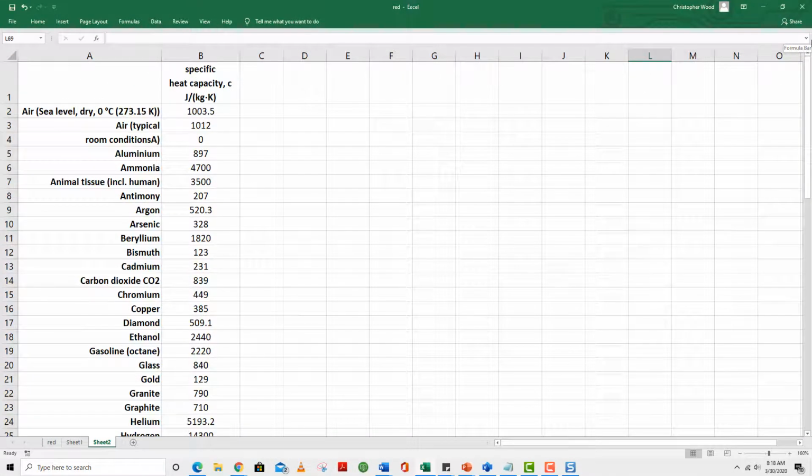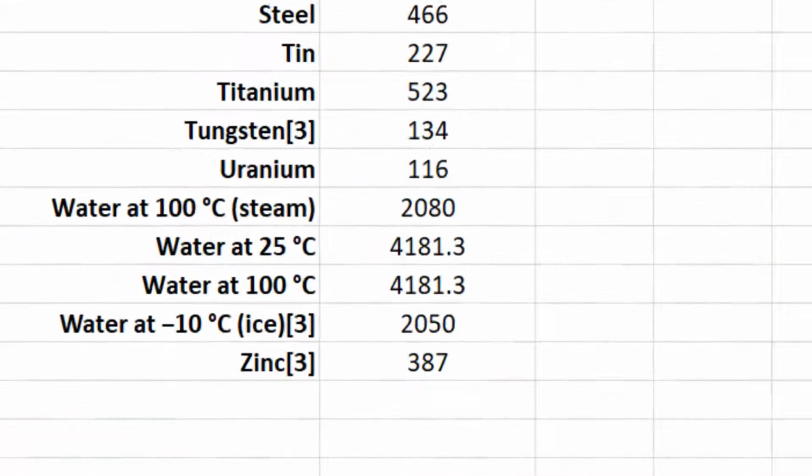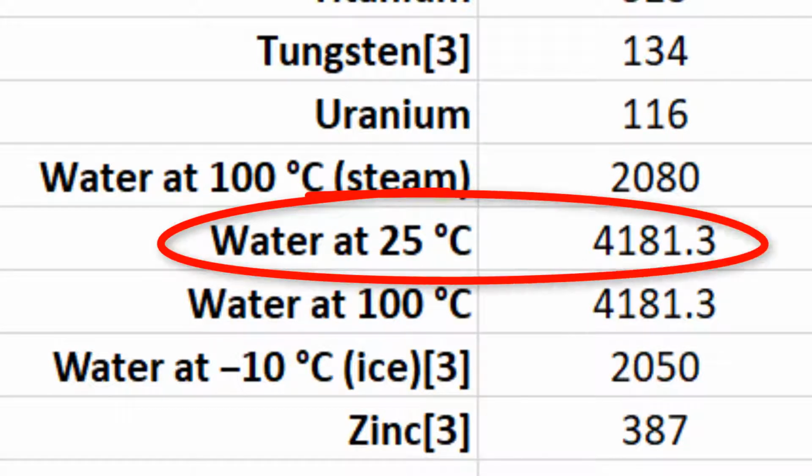Specific heat capacity is something you look up in a table. It's a material constant, which means somebody spent some time to measure it for a whole bunch of different kinds of materials. Look at this list and notice as I scroll down, you see water. Water is very special for a lot of reasons, including the fact that it has a very high specific heat capacity. So water at 25 degrees Celsius, which is about room temperature, has a specific heat capacity of 4,181.3 joules per kilogram per degree Celsius.